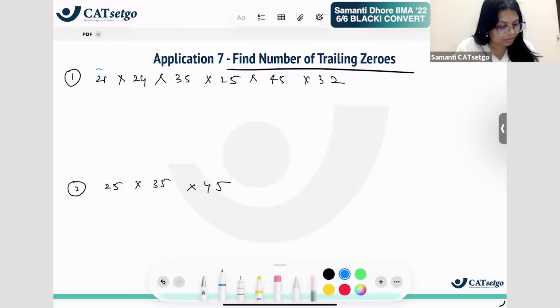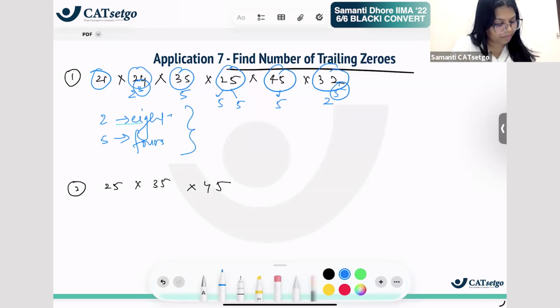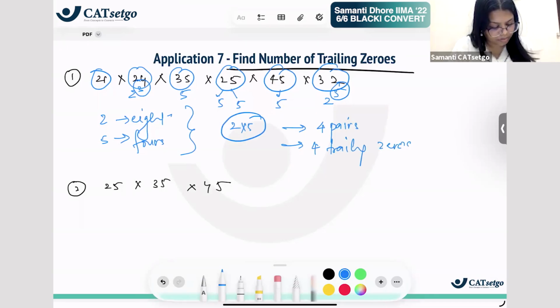All right. How do we do this? We are like, okay, 21 doesn't bring either 2 or 5. This becomes, 8 आता है, तो 2 cube. This brings one 5. This brings two 5s. This brings one 5. And this brings so many 2s. Right? So overall, how many 2s do we have? 8. And how many 5s do we have? 4. So how many pairs? 4 pairs. This means 4 trailing zeros.